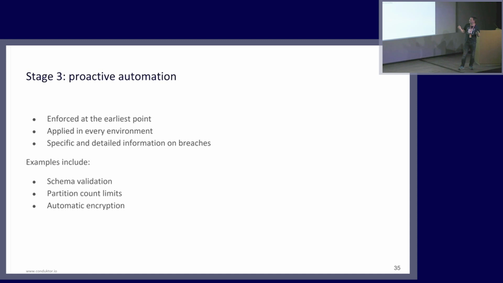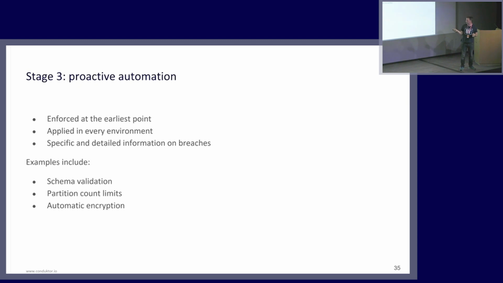And also, there's an issue of scope, right? If we take the schema validation problem again, in the reactive approach, what I've seen is all my downstream consumers have stopped. That's the issue I've seen. I've then got to unpick this and figure out what caused that to happen. In the proactive approach, I've seen this message was rejected because it has an invalid schema ID on it. And I've seen it on the producing application. So you get much more specific and detailed information on breaches.